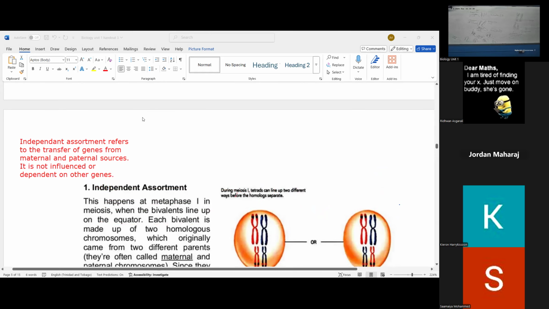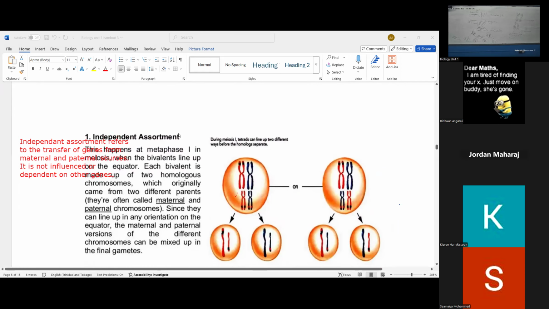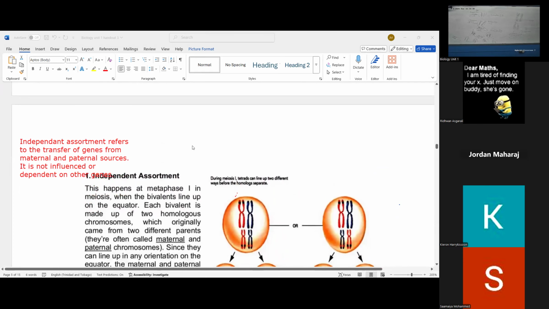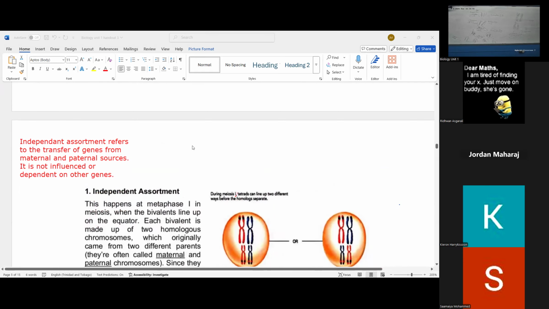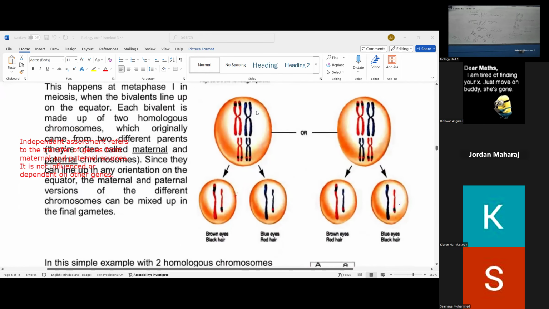Right, so if you had to assign a stage for independent assortment, you'd assign it to metaphase, because this is where the homologous pairs line up along each other. So this is after crossing over. If we look at the diagram, we'll see a difference in color. That's usually how crossing over is indicated. So originally, this red chromosome was all red, indicating it was from one individual, but we see a speck of blue. This blue came from the other chromosome after crossing over.